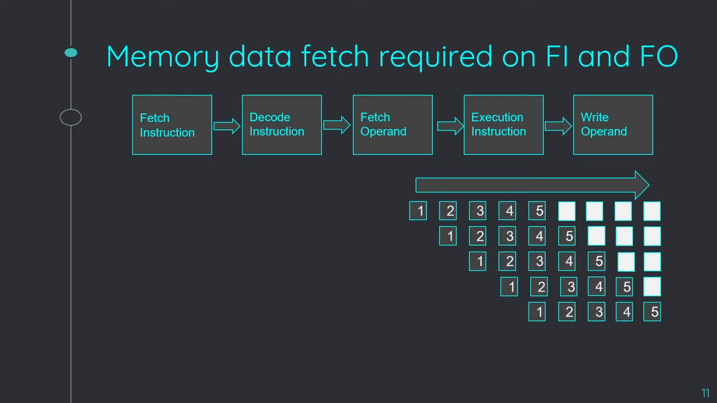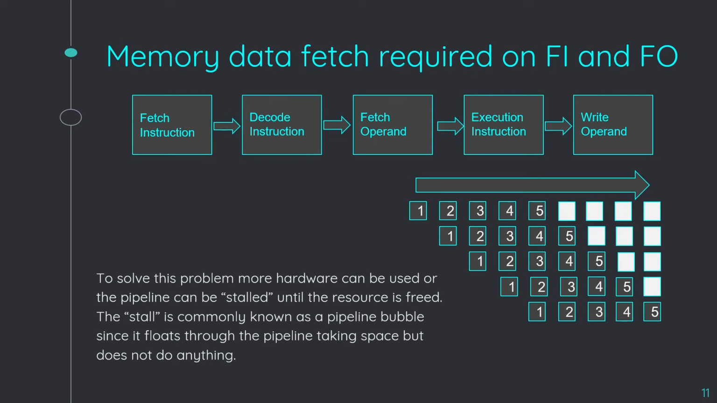Example in this situation, where the memory data fetch is required in fetch instruction and fetch operand instruction. As you can see, for the first cycle, when it's executing its third instruction, fetch operand, which requires access to the memory, the third cycle is executing its first instruction as well, fetch instruction, where both of these instructions require access to the memory at the same time. This will cause a conflict if there's only one memory available, as both cannot access the memory at the same time.